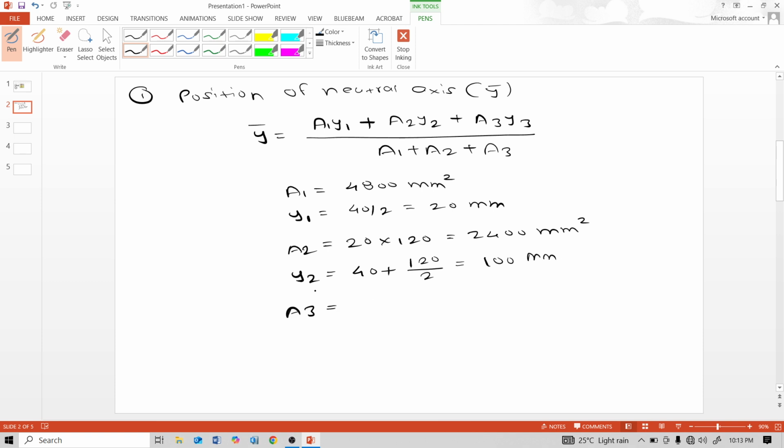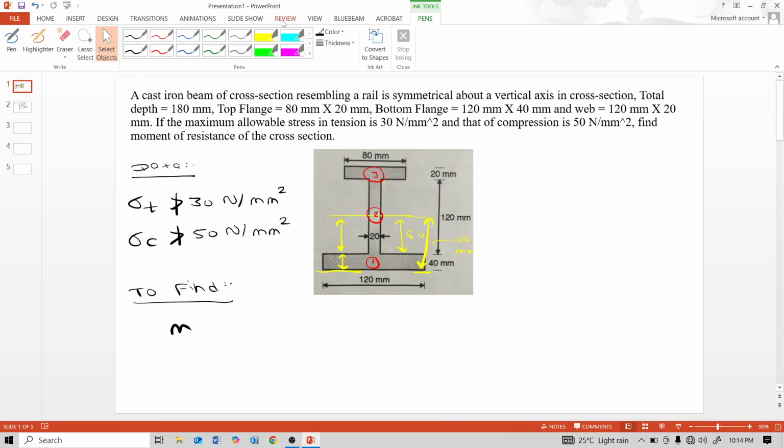A3 is the area for that top flange. The top flange width is 80 mm and thickness is 20 mm. And this top flange is also a rectangle. That means 80 multiplied by 20 is 1600 mm square, the area for that top flange.